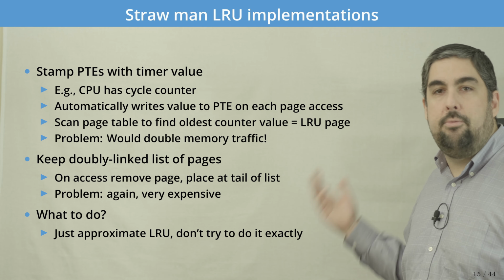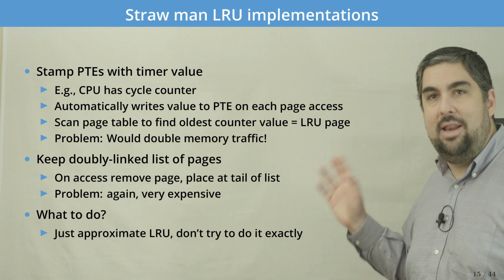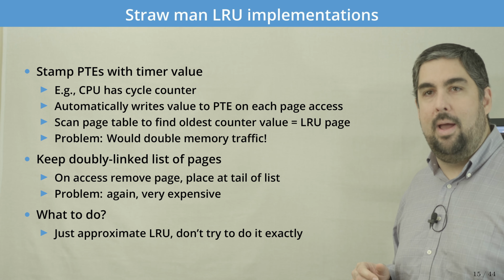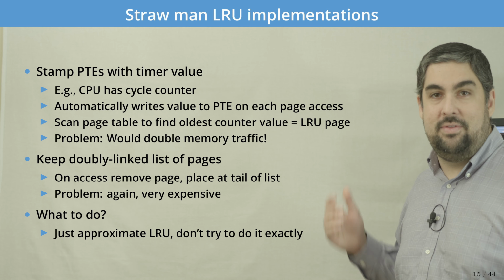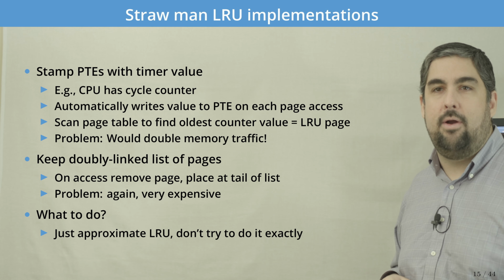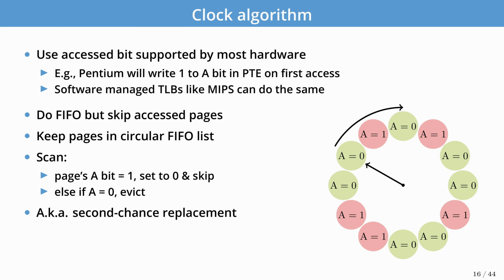So what can we do to approximate LRU? We can't even get LRU as a memory eviction policy because of the sheer cost. So we want to be able to approximate it. This brings us to the clock algorithm. Clock is a collection of algorithms. There are a few variations of clock that are used to approximate LRU.